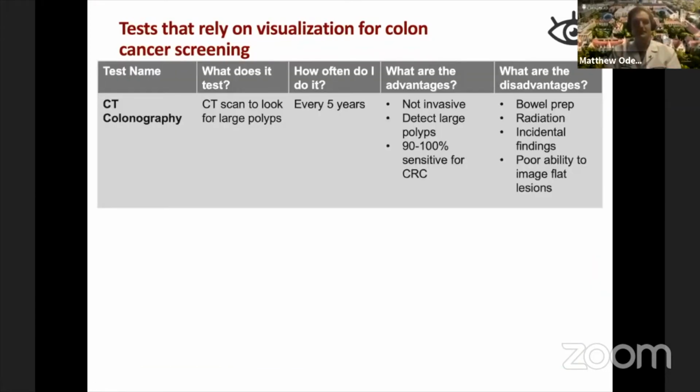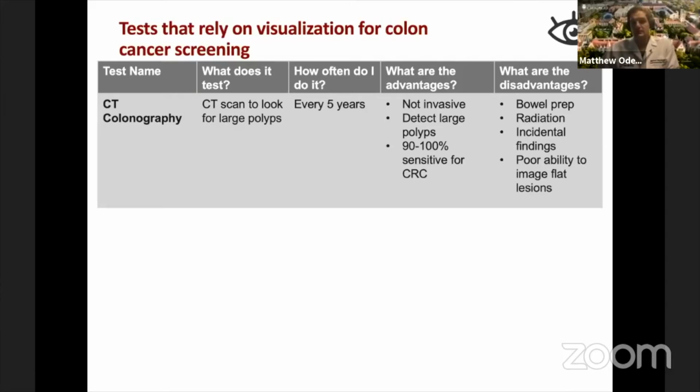So some of the tests that we do, this one's not used very often, is a CT colonography. And this is a CAT scan that looks for large polyps and early cancers. If this is negative, it needs to be done every 5 years. And the advantages are that it's not invasive. There's no anesthesia required. And it's really good at detecting large polyps and nearly 90 to 100% sensitive for detecting colon cancer. But in order to get a good look at the colon, this requires a bowel prep.